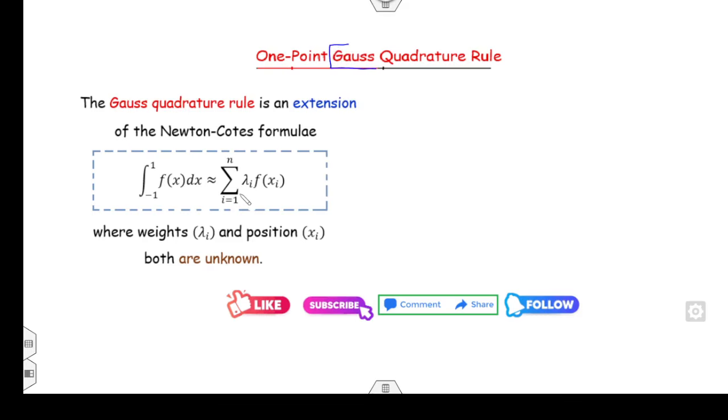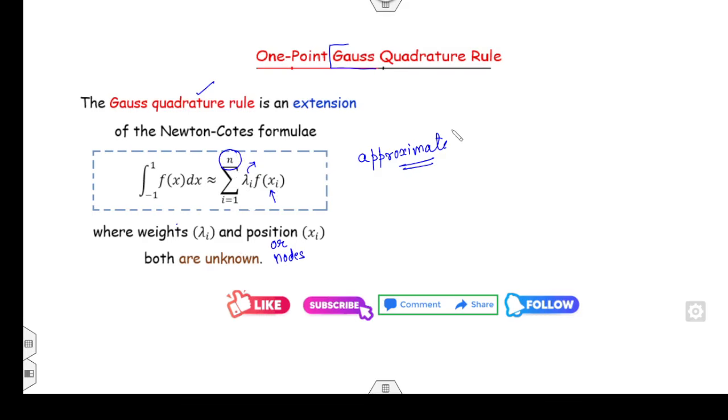Now, what we have discussed so far: we have learned the concept of the Gauss quadrature formula, and in that lecture we have learned how you can approximate. Remember that the Gauss quadrature formula will always give you the approximate answer of the integration from -1 to +1 of f(x). Here the value of lambda is known as a weight, and xi is known as the positions, or called the nodes. Both are unknown to us, and our target in the Gauss quadrature formula is to calculate the values of lambda i and xi.